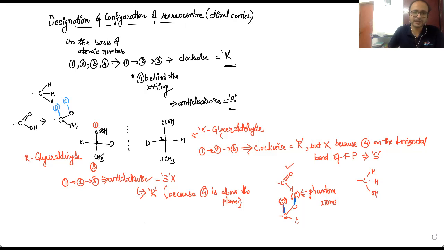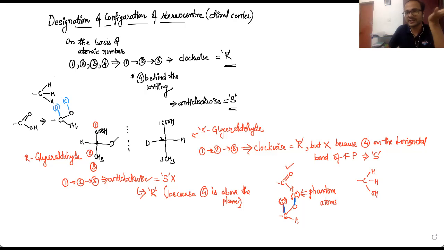However, this carbon atom is attached to 3 hydrogens, which have a lower atomic number. So this would be getting the second priority. Now, this hydrogen has an atomic number of 1. This is deuterium, which is again an isotope of hydrogen, having the same atomic number.